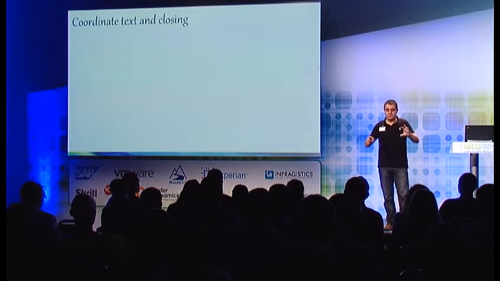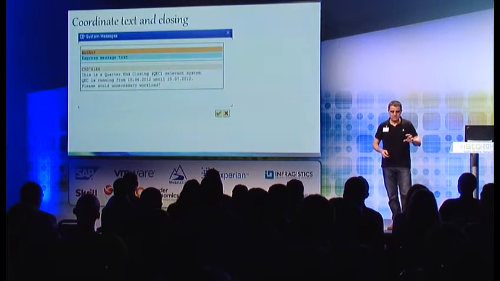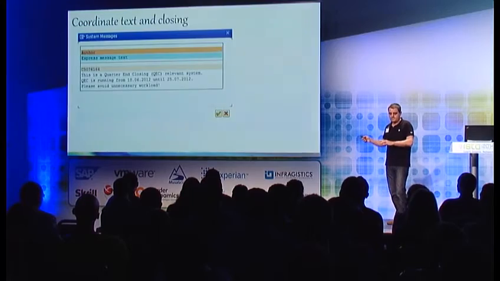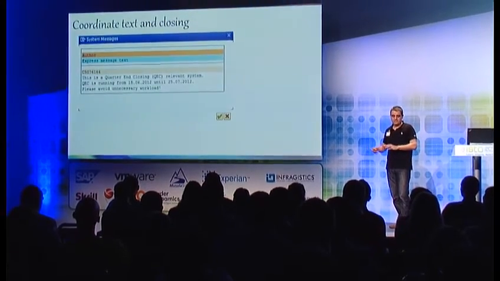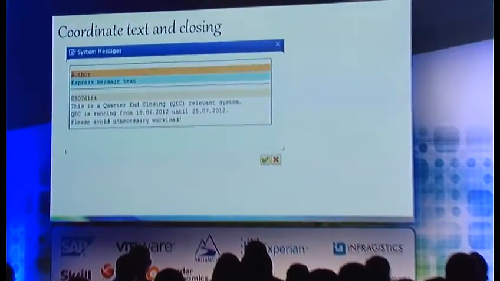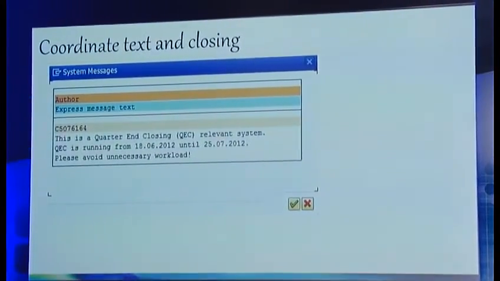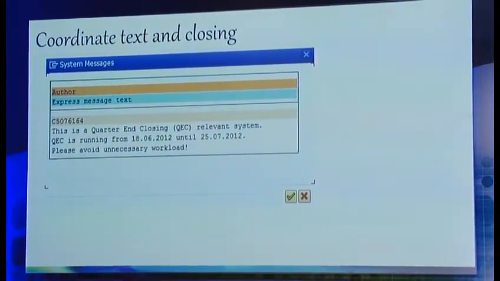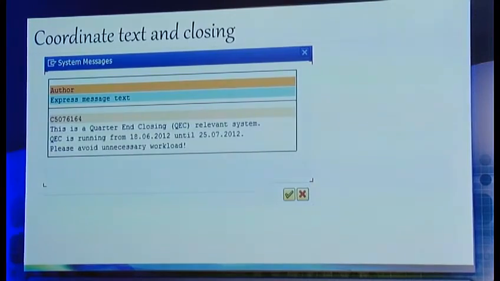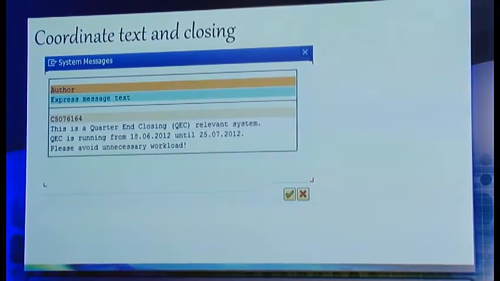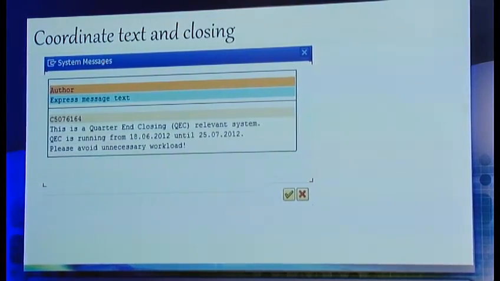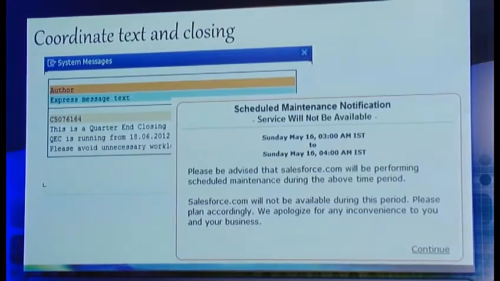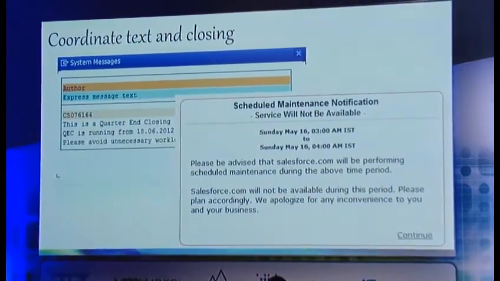Coordinate text and closing. Now this is something that will happen. Avoid unnecessary. So this is a warning message, right? And now, what am I supposed to click here? Okay, cancel. What happens if I click OK? What happens if I click cancel? So the message and the closing are not coordinated. Now this is better. It just says continue. Oh, okay. That's nice.